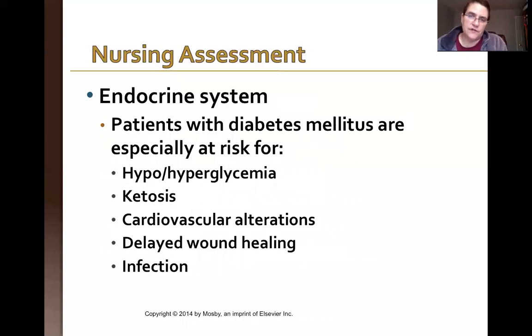Moving on with the endocrine system. I think I've got 3 or 4 slides on this, and this is important stuff for you to know as a lifelong nurse, because there are some things that you will run across here. So first of all, patients with diabetes mellitus are especially at risk for either hypo or hyperglycemia. That also puts them at risk for ketosis. We know they already are at risk for cardiovascular issues. They have delayed wound healing, and they are at risk for infection.